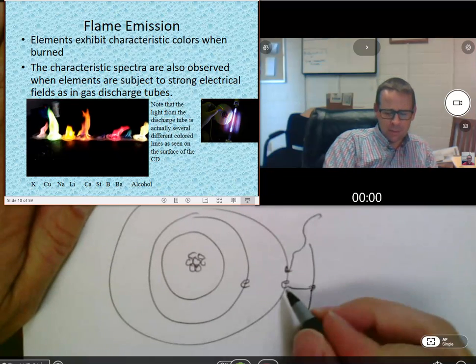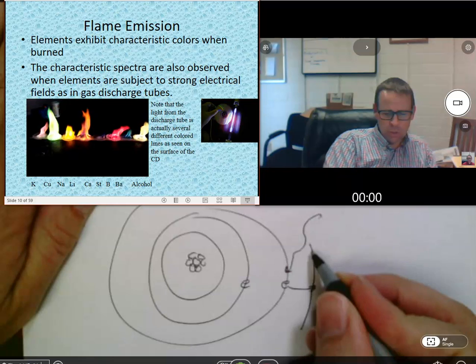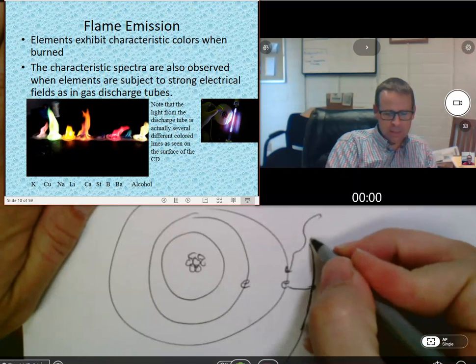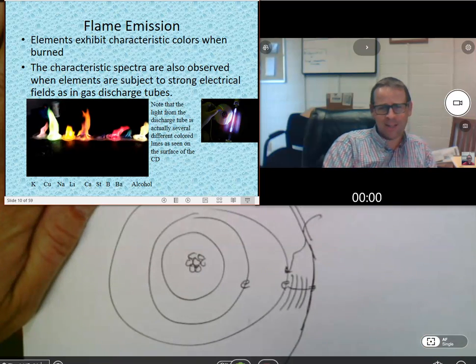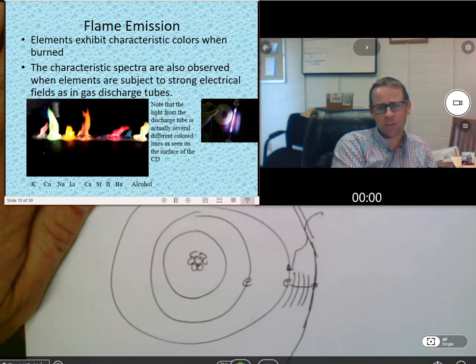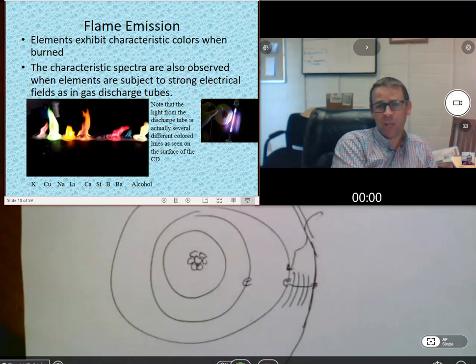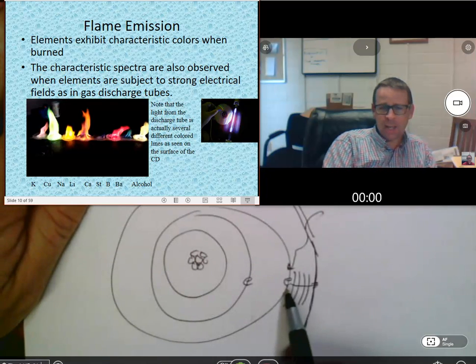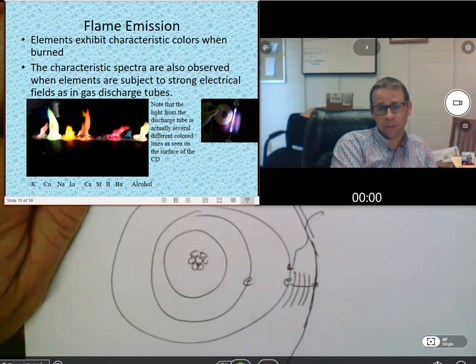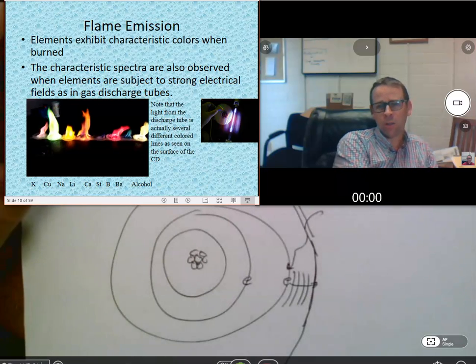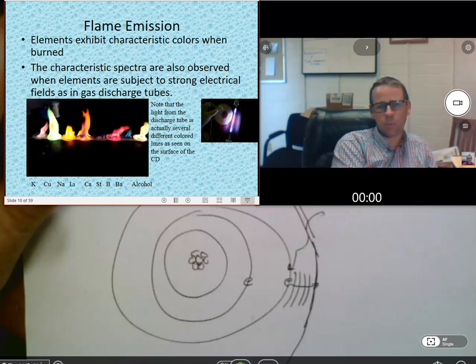Why can't this electron, which is being raised to an excited state here, why can't it be raised to multiple excited states, any excited state that it wants? And if it would be able to be raised to any excited state that it wanted, then it would be able to release all colors of energy that it wanted. And if that was the case, what color would you get if you were mixing all colors of light together? What would the resulting color be? Anybody know?